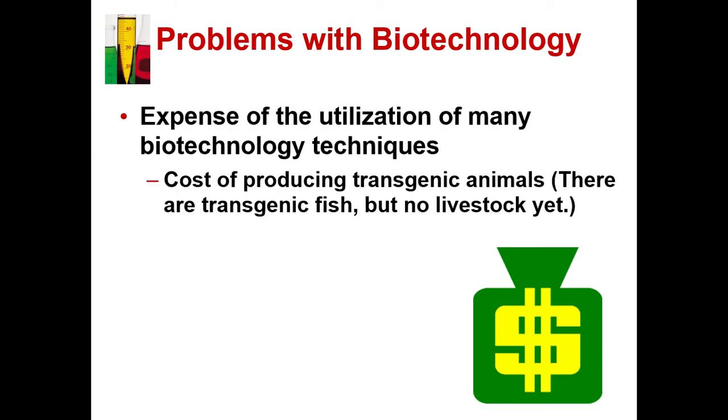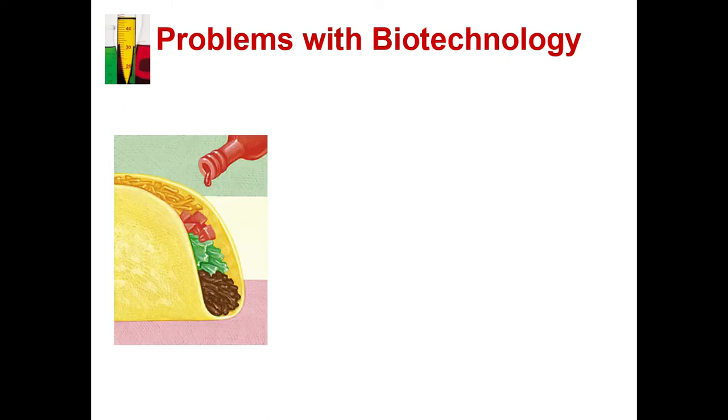Next, the expense of utilizing many biotechnological techniques, the cost of producing transgenic animals. There are transgenic fish, but no livestock yet. There is more expense when we extract a gene, inject it into another organism, and then grow it up. It costs a lot. So as mentioned here, we have transgenic fish, but it's not available in livestock yet because it's very expensive.